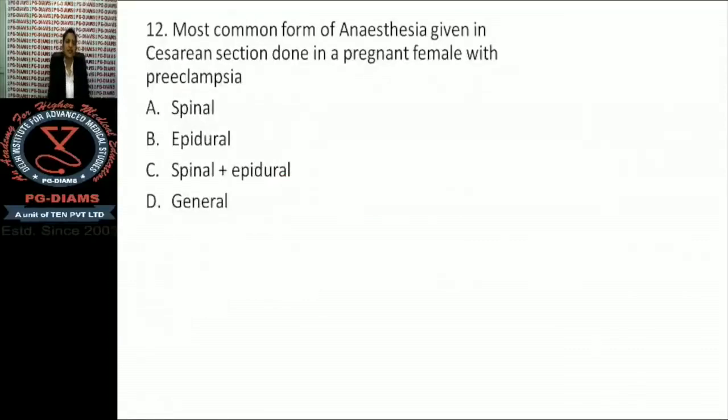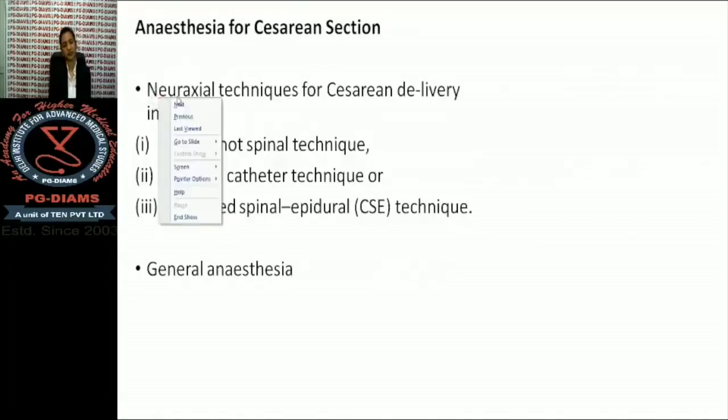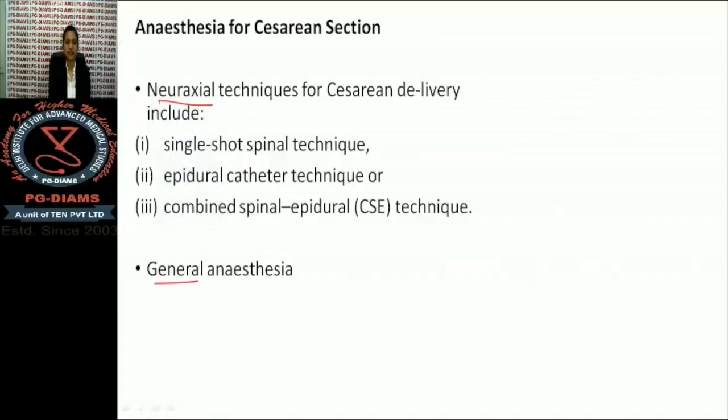Most common form of anesthesia given in cesarean section done in a pregnant female with pre-eclampsia. Now what are the forms of anesthesia that can be given for cesarean section? You can give regional or neuraxial anesthesia, or you can give general. We generally prefer neuraxial anesthesia for cesarean section.